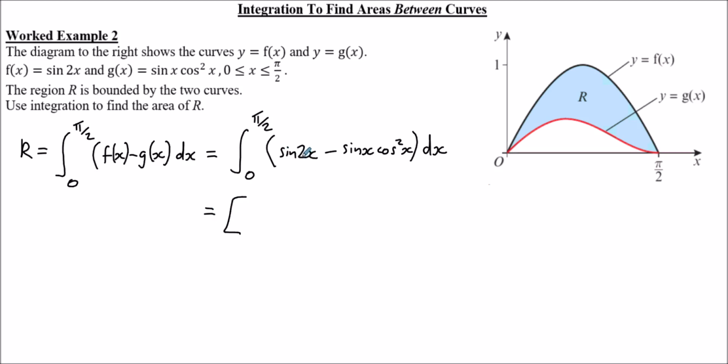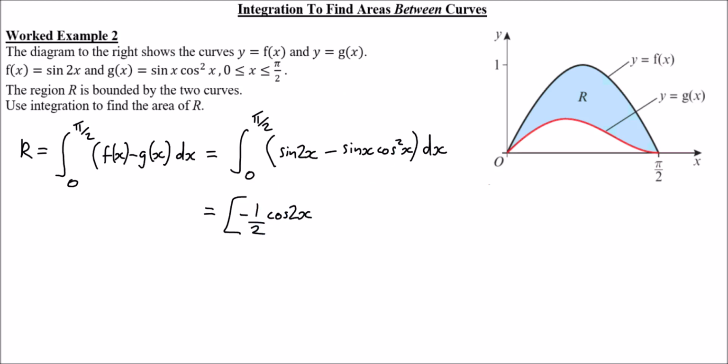So sine 2x, sine actually integrates to minus cos. So we're going to have minus cos 2x. However, because of this 2, we therefore divide by 2 when we integrate it. So we're going to have minus 1/2 cos of 2x.